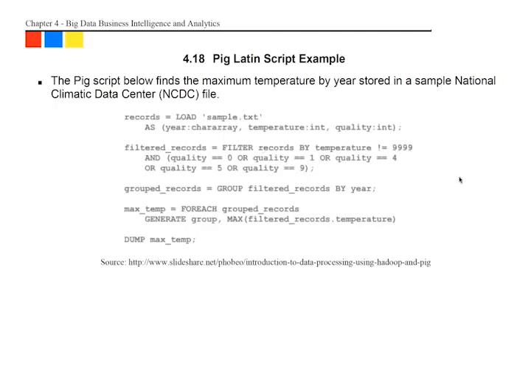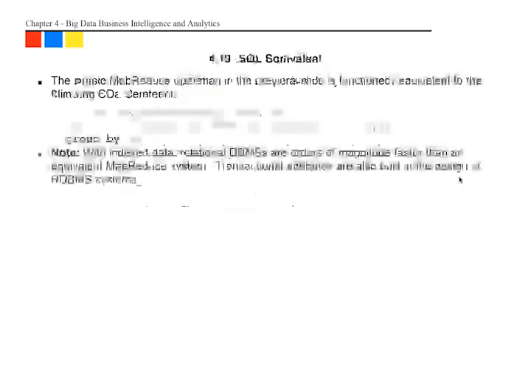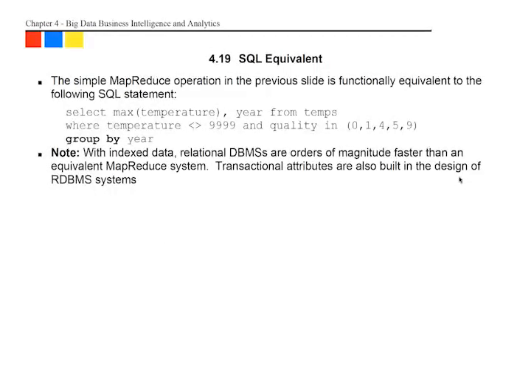I specify how to group, and then within a group, how to perform some operation, look up the max temp, and then dump max temp. What this script will do is look through, read all the data in sample text, and produce an output which is effectively the same as this: selecting the maximum temperature for each year from a table of temperatures where these particular properties are true.